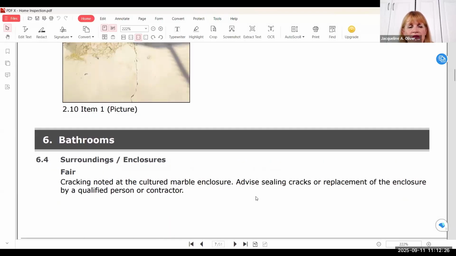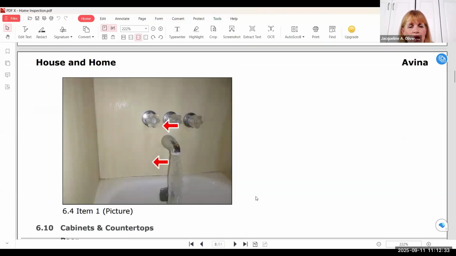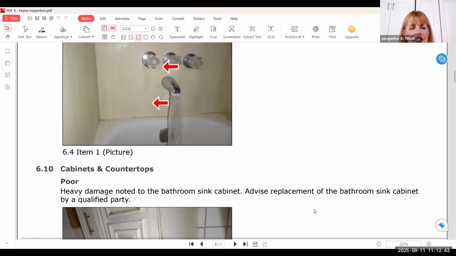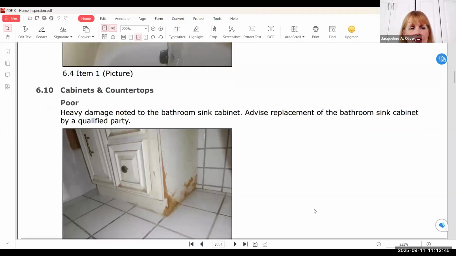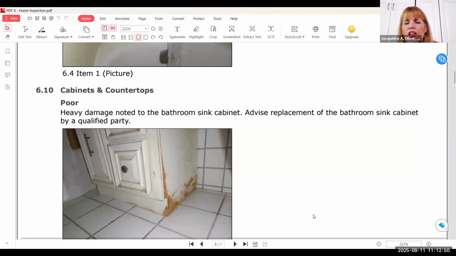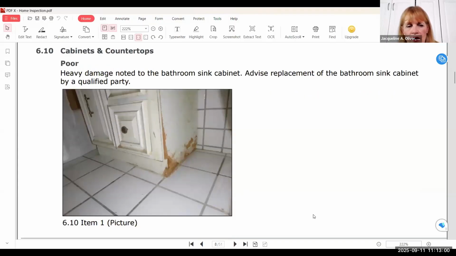Okay. There's more on the bathroom. I'll go through this quickly because we're getting close to the end and we want to get some questions in at the chat. You can see, looking at the picture here, that they're saying that the cabinets and countertops have heavy damage. Of course, they say it's poor. You should replace the bathroom cabinet and countertops, and have it inspected by a qualified party, not your brother-in-law.